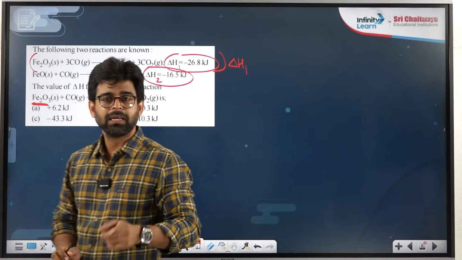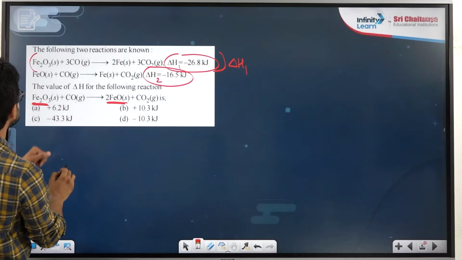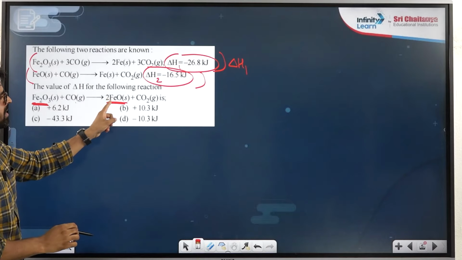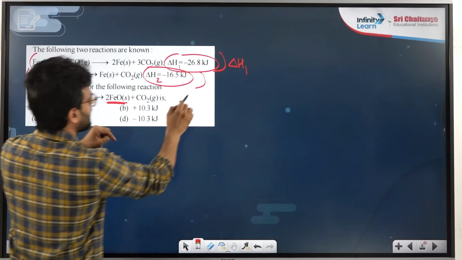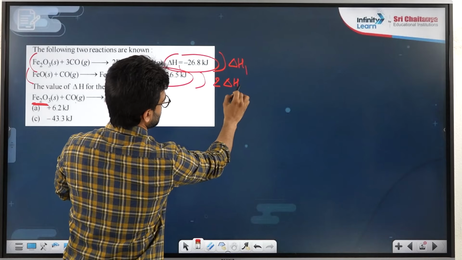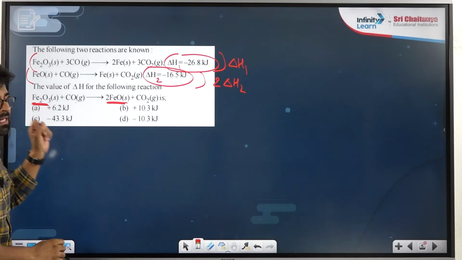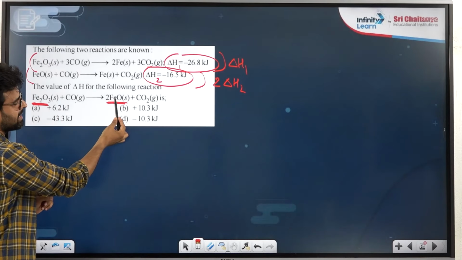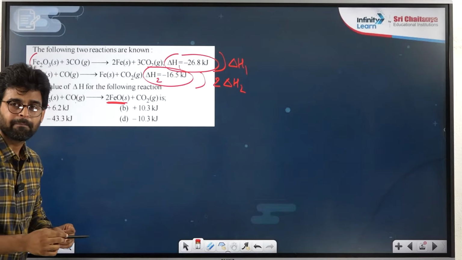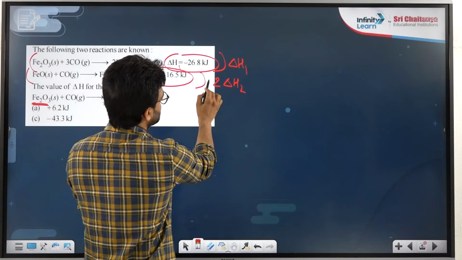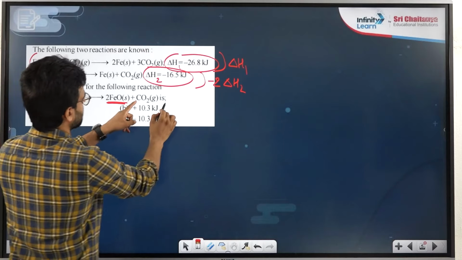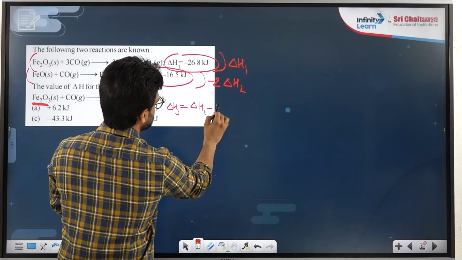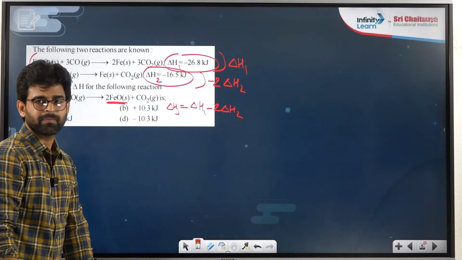FeO, right? Now I want FeO. FeO is present in the second equation. Now I need 2 FeO, but here there is only 1 FeO, so I need to multiply by 2. So 2 delta H2, because I need 2 FeO and here there is 1. Second thing, I need it on the product side, the right side, but here it is on the left side. So I will flip it. Flipping will give which sign? Minus sign. So delta H3 is coming as delta H1 minus 2 delta H2. Okay, very easy.